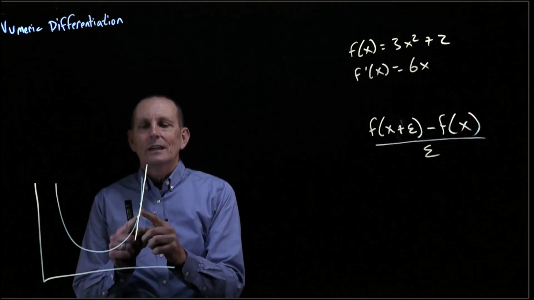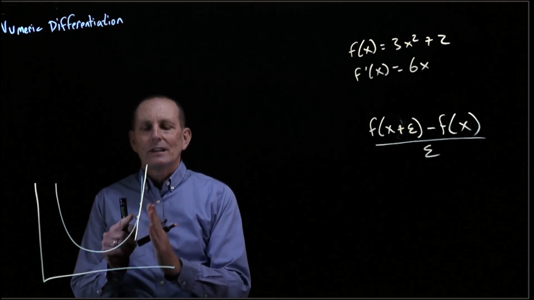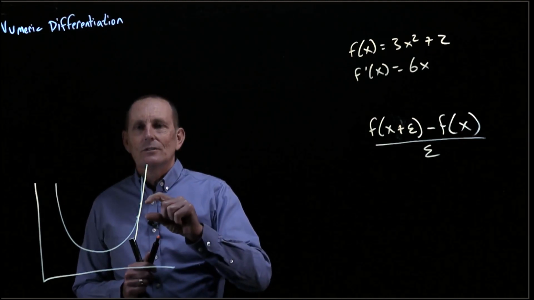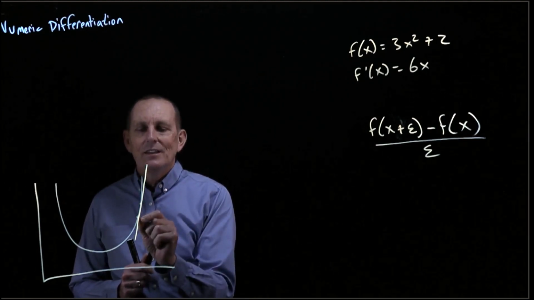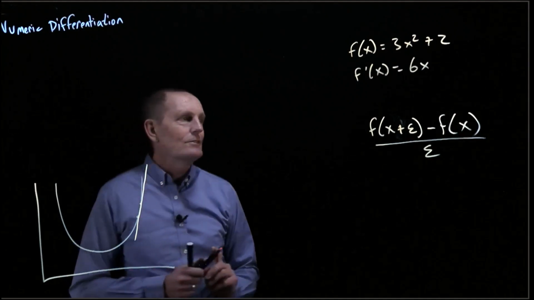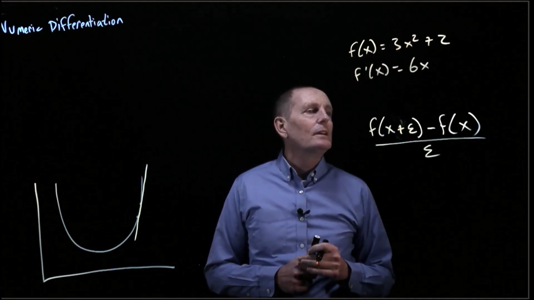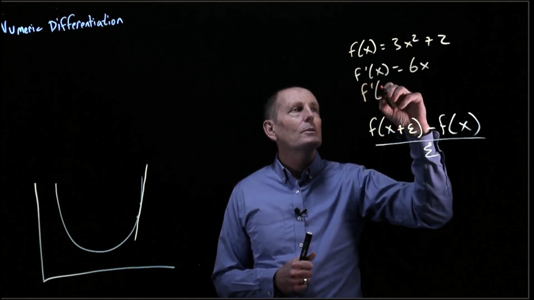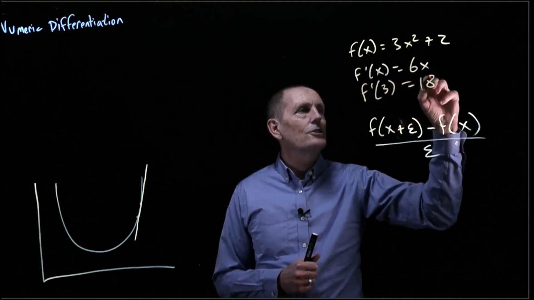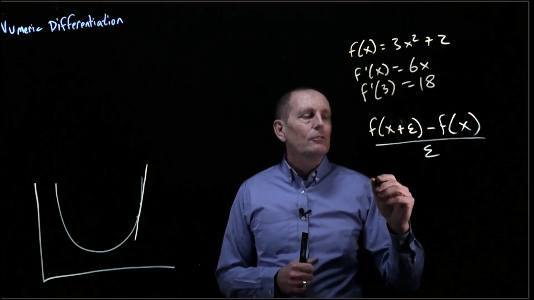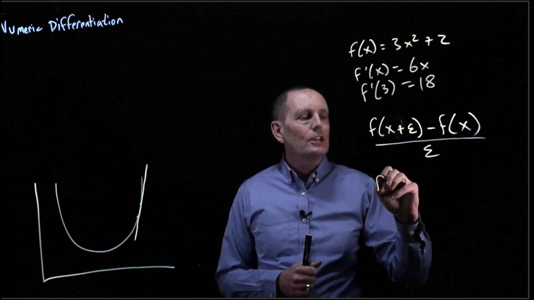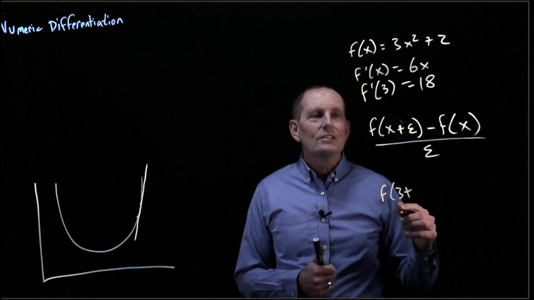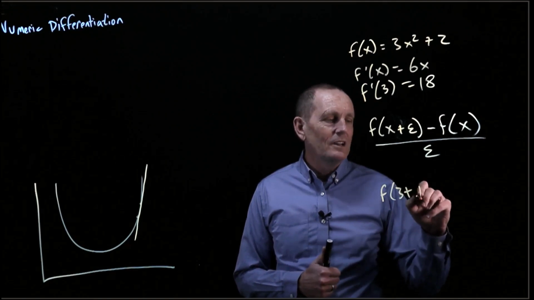So basically, we take f of x plus epsilon minus f of x, and that will give us the rise, and the difference is epsilon, and that's the run. So that gives us the slope. Just for an example, let's say we were trying to evaluate f prime of 3. According to our symbolic differentiation, that should be 18. If we look instead at numeric differentiation, we can look at f of 3 plus epsilon. Let's just say epsilon is fairly large right now, 0.1.